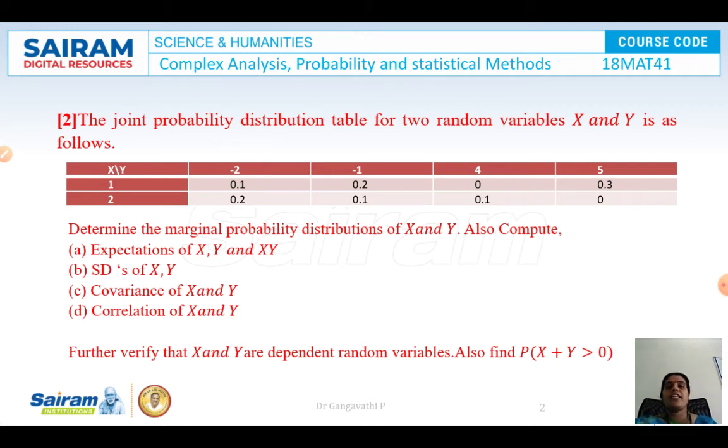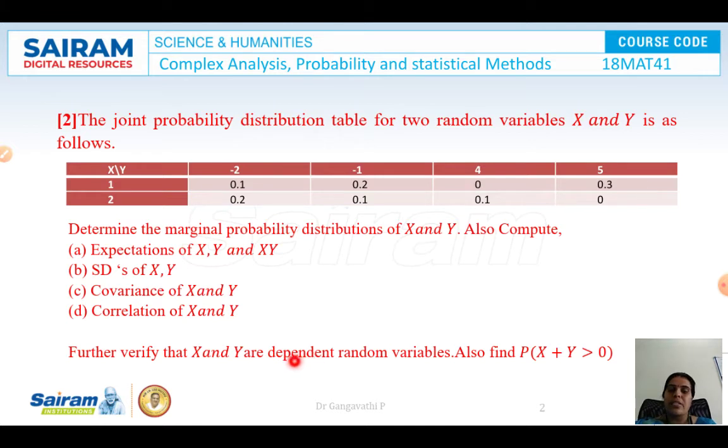We have already seen one problem in the first session, so we shall see the second one now. The joint probability distribution table for two random variables x and y is as follows. The x values are given as 1 and 2, and the y values are -2, -1, 4 and 5. What we need to do here is determine the marginal distributions of x and y, and also compute expectation of x, y and xy, the standard deviation of x and y, covariance of x and y, and correlation of x and y.